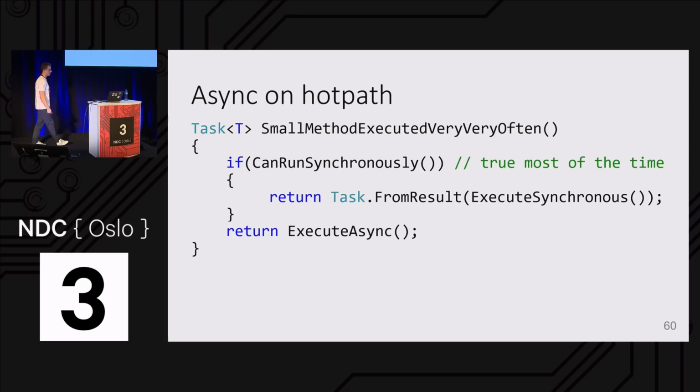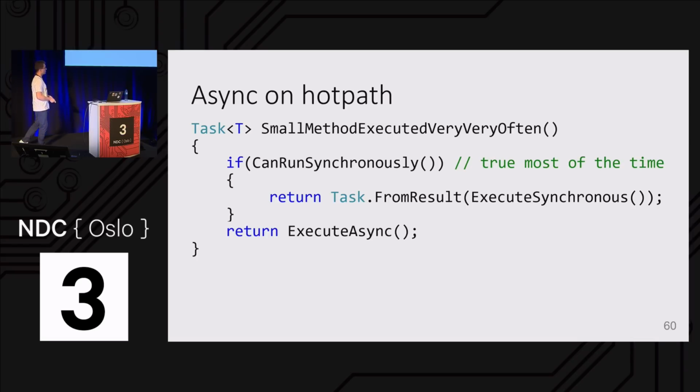And the other problematic scenario that was found when Microsoft was profiling their web application is the following. We have a method which is asynchronous. It's executed very, very often. But most of the time, it could be executed in a synchronous way. But all of the time when it could be executed in a synchronous way, we allocate tasks. And tasks are reference types, so we create an extra overhead for the garbage collector.